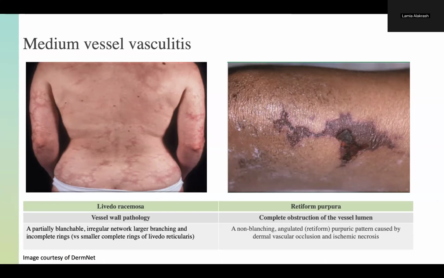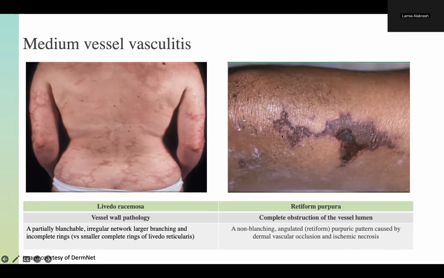So what is livedo reticularis? Livedo reticularis is a physiological condition usually due to cold exposure. So a way to differentiate between these two conditions is that livedo reticularis usually disappears or fades with rewarming, unlike livedo racemosa. Livedo racemosa is always pathological.